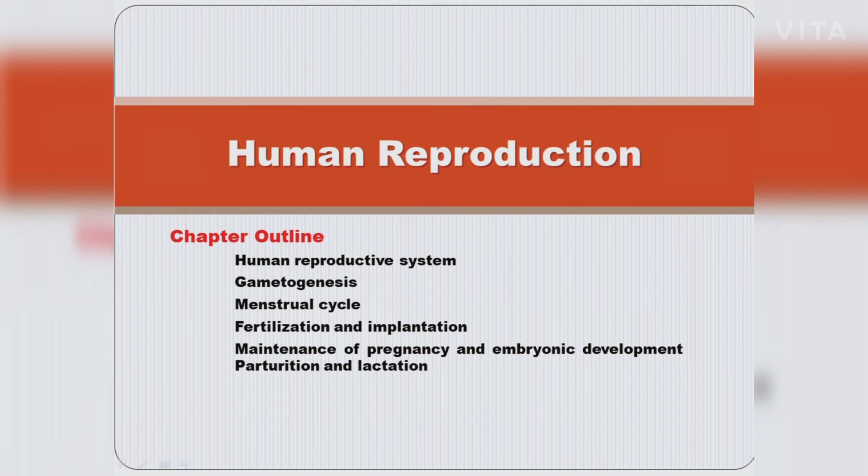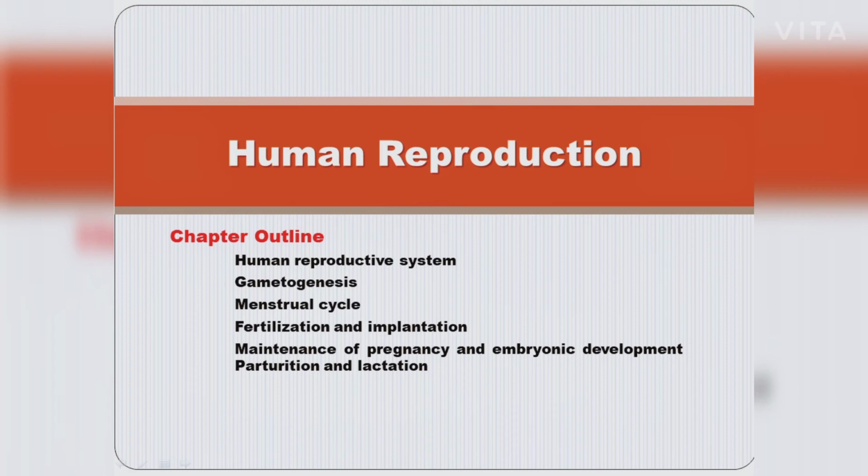This process is called implantation and it results in pregnancy. If the fertilized ovum is implanted outside the uterus, it results in ectopic pregnancy. About 95% of ectopic pregnancies occur in the fallopian tube. Maintenance of pregnancy and embryonic development.